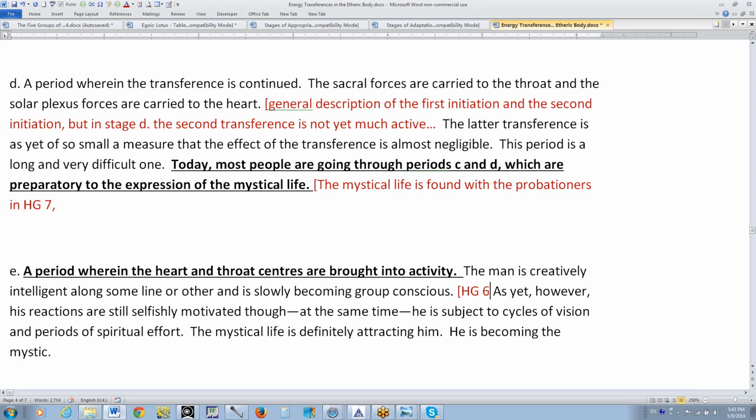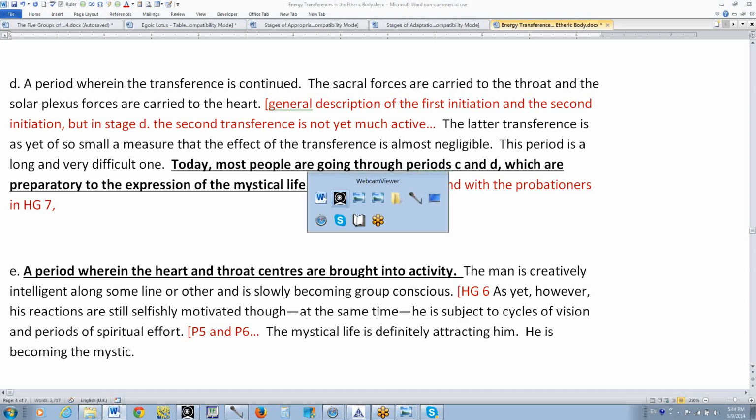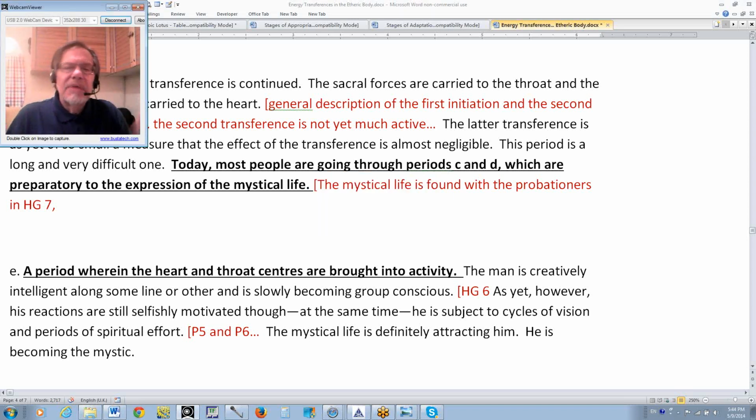As yet, however, his reactions are still selfishly motivated, though at the same time he is subject to cycles of vision and periods of spiritual effort. So we can say that this is petal 5 and petal 6, where a man tries to be altruistic in petal 6, but still has certain selfish tendencies to defend. The mystical life is definitely attracting him. He is becoming the mystic. You see how in each one of these paragraphs it covers actually a span of time. Some of the sentences maybe indicate a certain stage, and then later sentences in the same paragraph may indicate a still more highly developed stage.